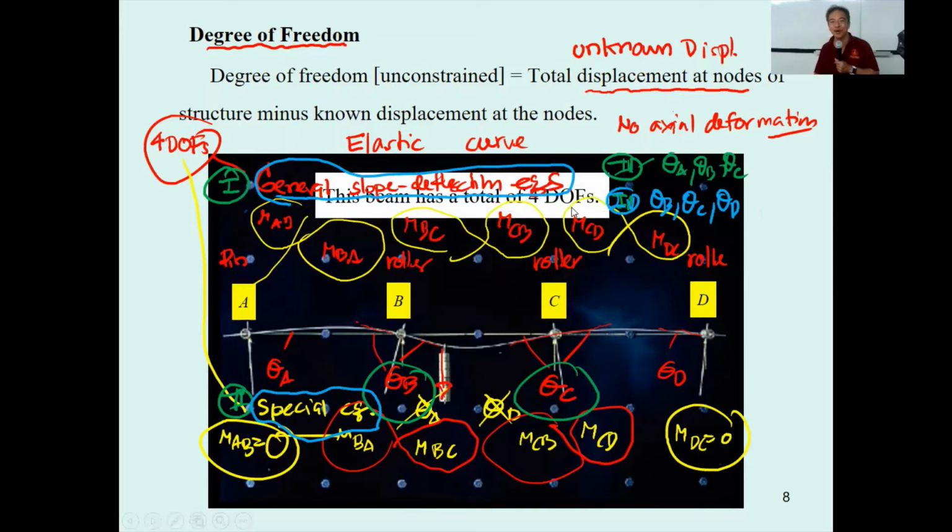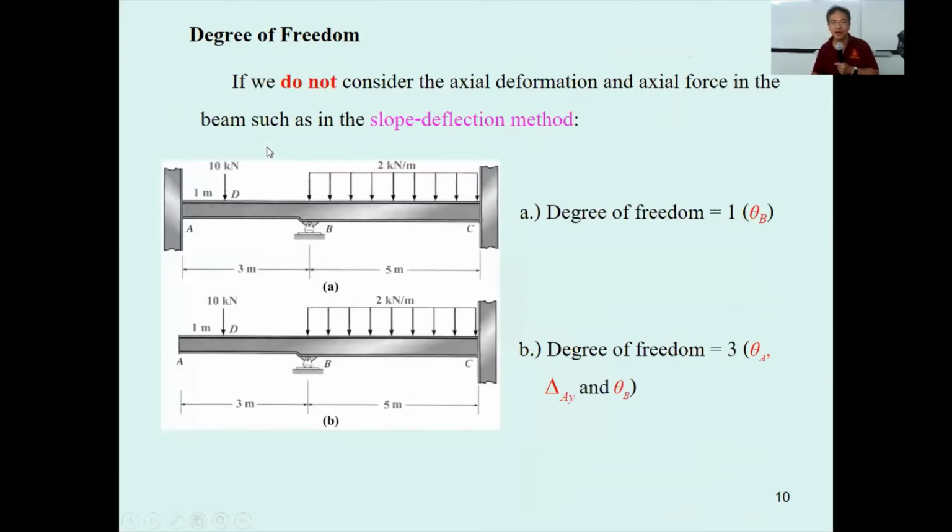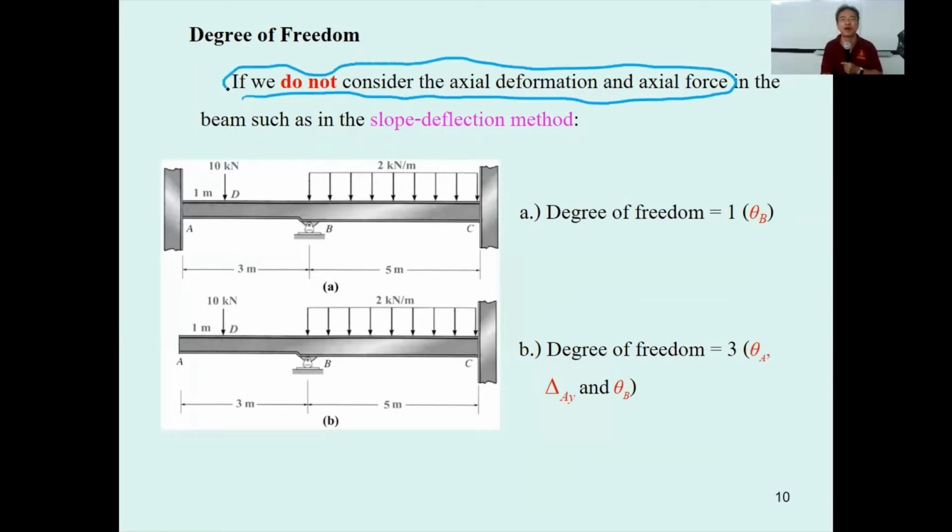This beam has a total of 4 degrees of freedom, as I just mentioned. But this problem can be classified into the 4 types of problem. Now for the degree of freedom, we also separate into 2 types. One is if we do consider the axial deformation and axial force, and the other is if we do not. It will provide a different consideration.